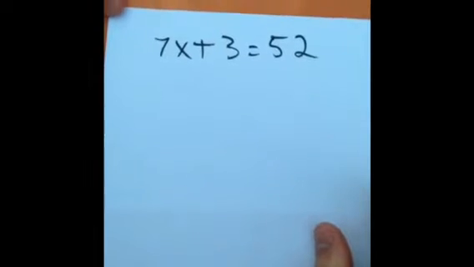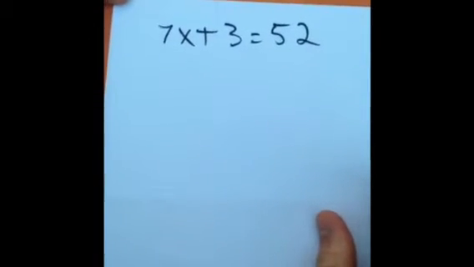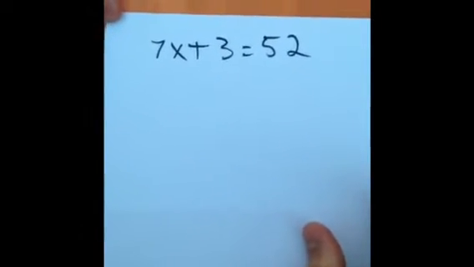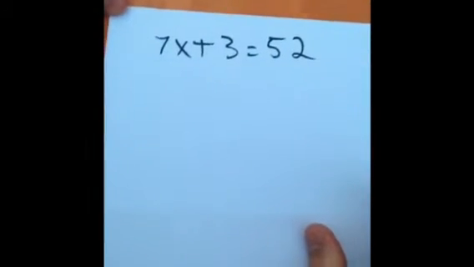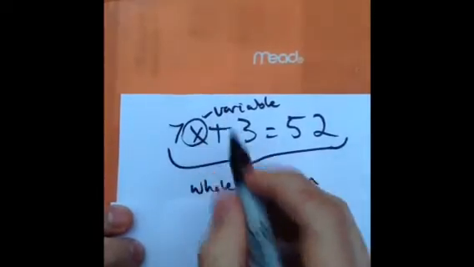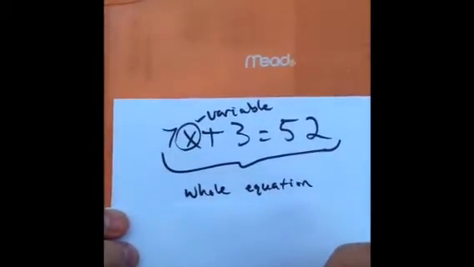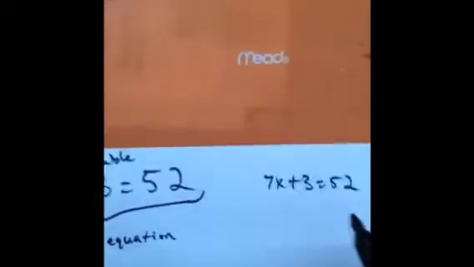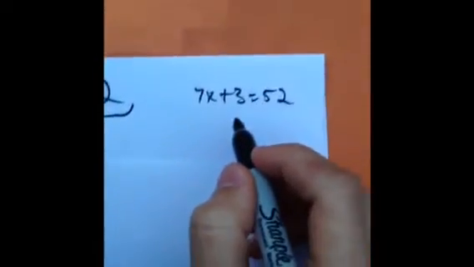Alright, now that we've done that simple equation, let's move on to this more difficult equation. I still want to start from the beginning. I want you guys to point out the variable and the whole equation. Alright class, if you showed that the x was the variable and underlined the whole equation, you did it correctly. Now, I've rewritten the equation right over here so we can solve it.